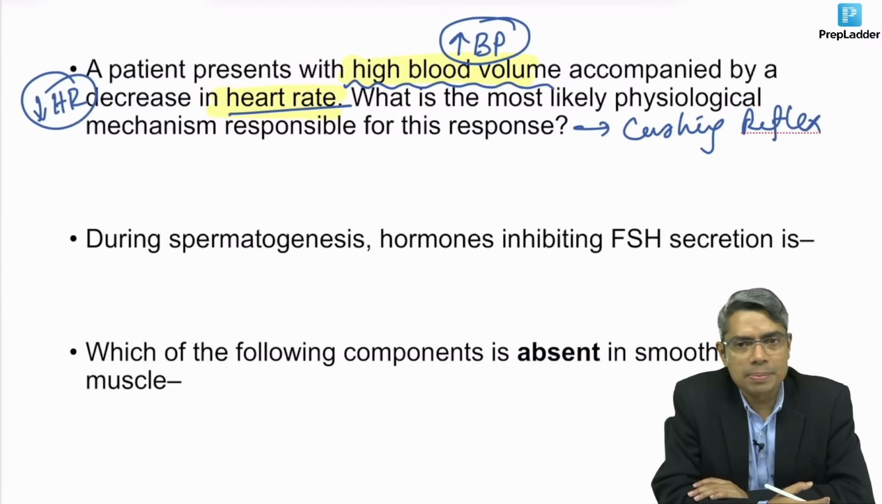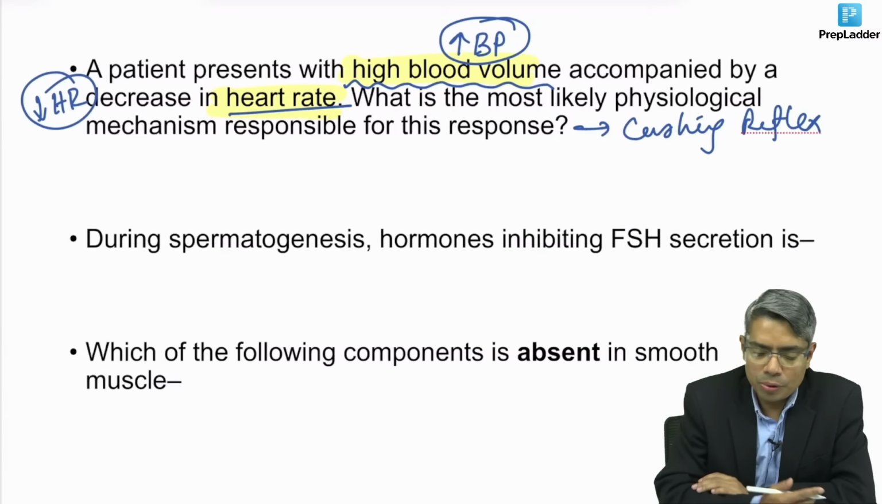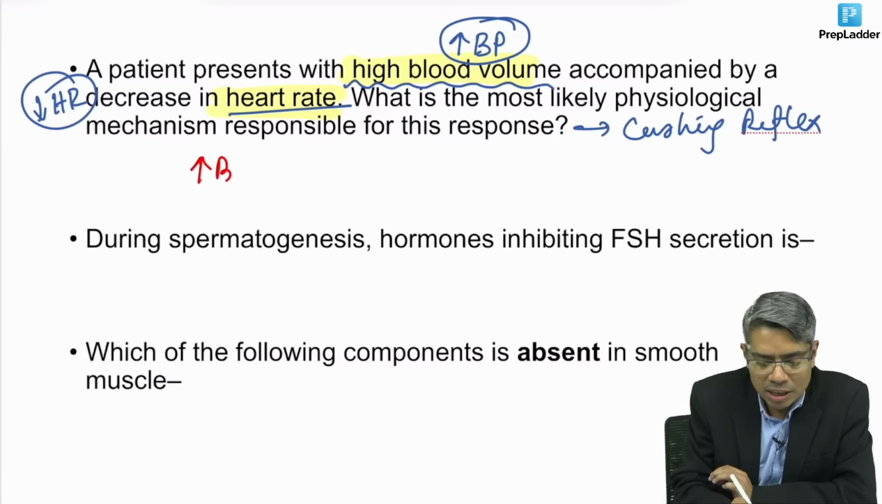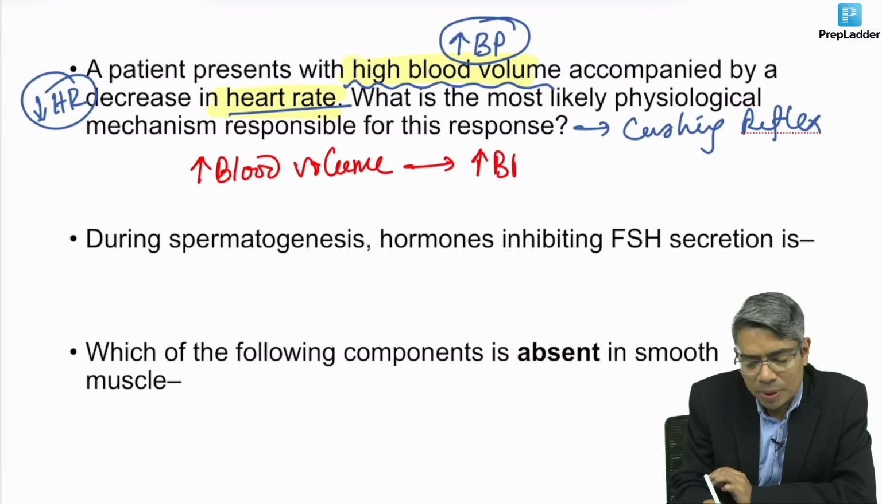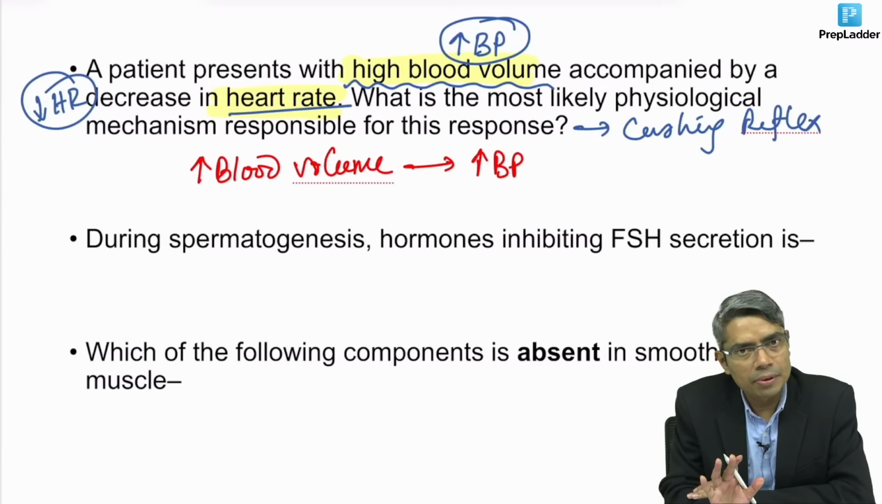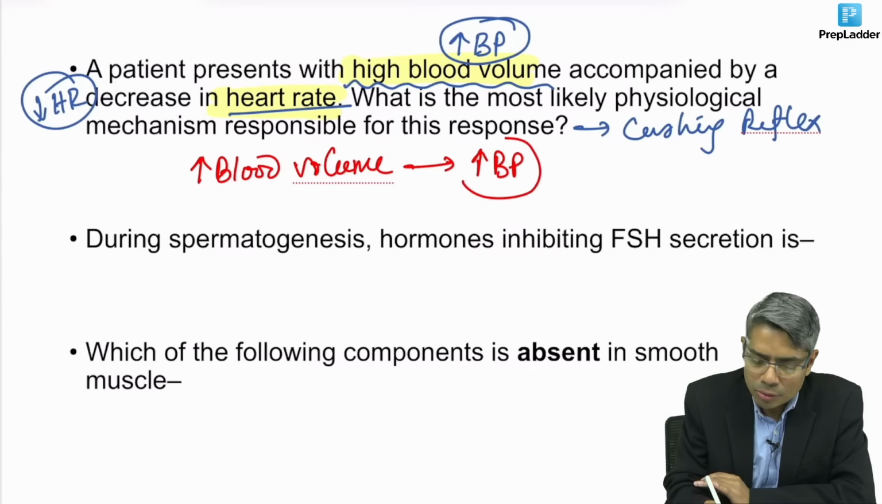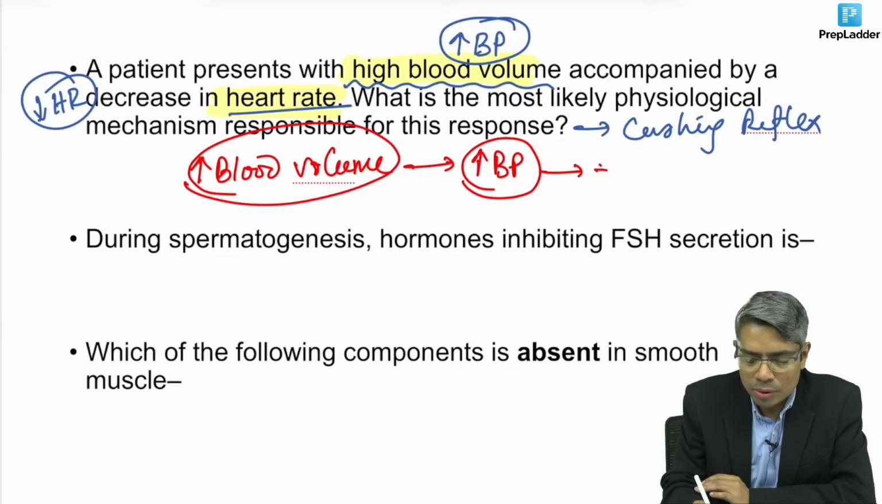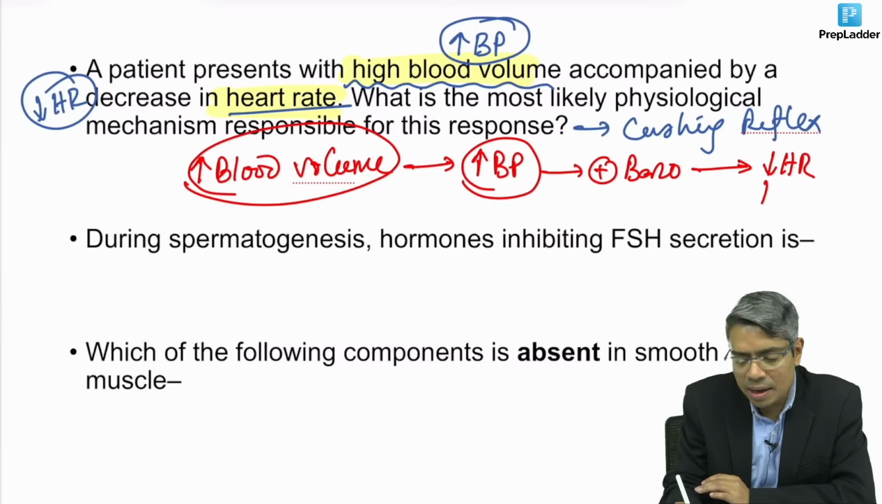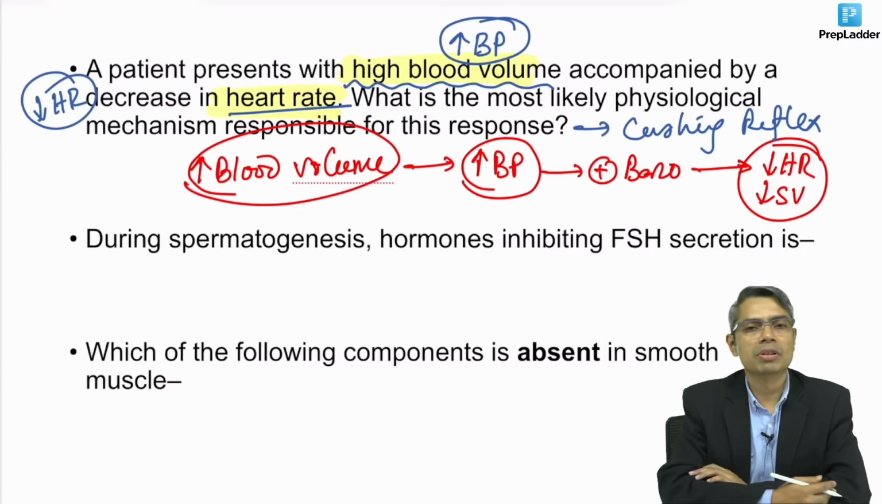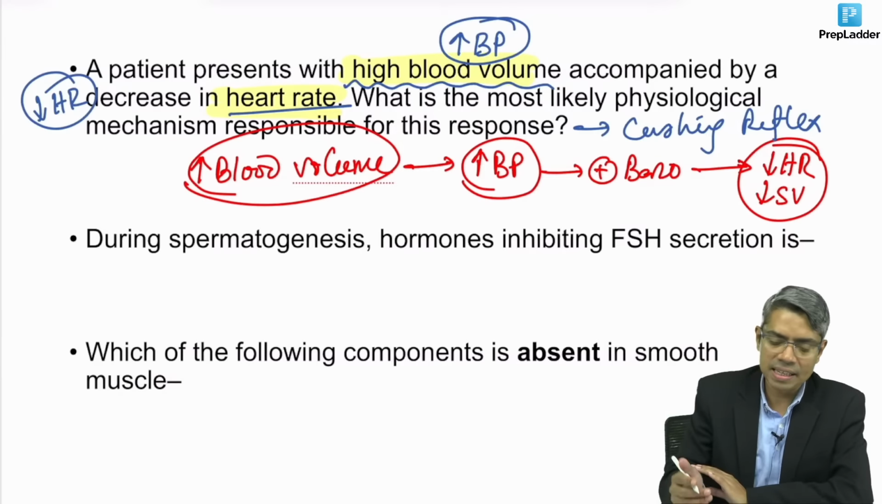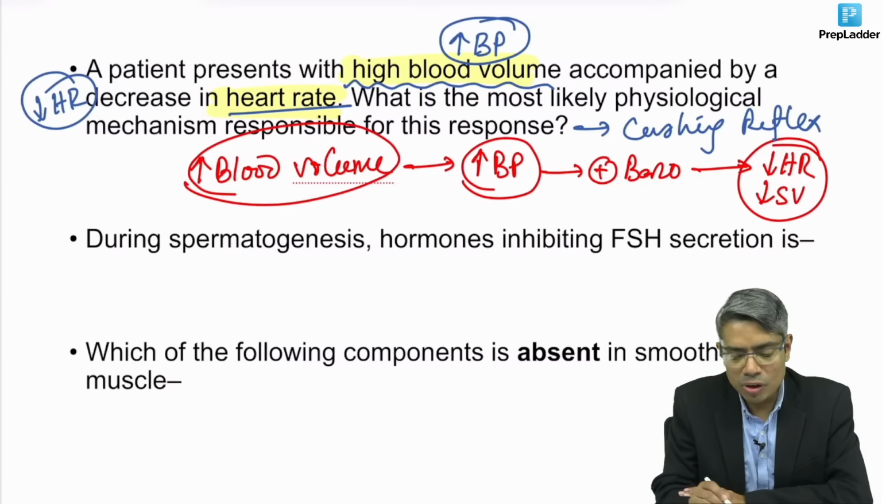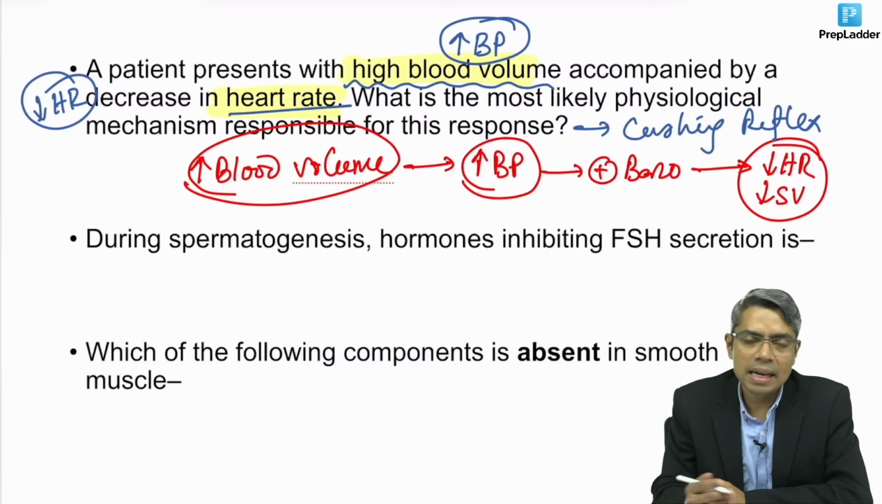Some of you are saying baroreceptor, chemoreceptor, that can also be an answer. Whenever there is an increase in blood volume, secondarily there will be an increase in blood pressure, but this is not part of the Cushing reflex. Increased blood volume is causing increased blood pressure. This is a normal phenomenon. But whenever there is increased blood pressure, the baroreceptor will be stimulated, and then there will be a decrease in heart rate and a decrease in stroke volume, and the blood pressure will be normalized. Okay, this is the response. So, in that sense, you can also say that increased blood volume is decreasing the heart rate. That can also be done by the baroreceptor.